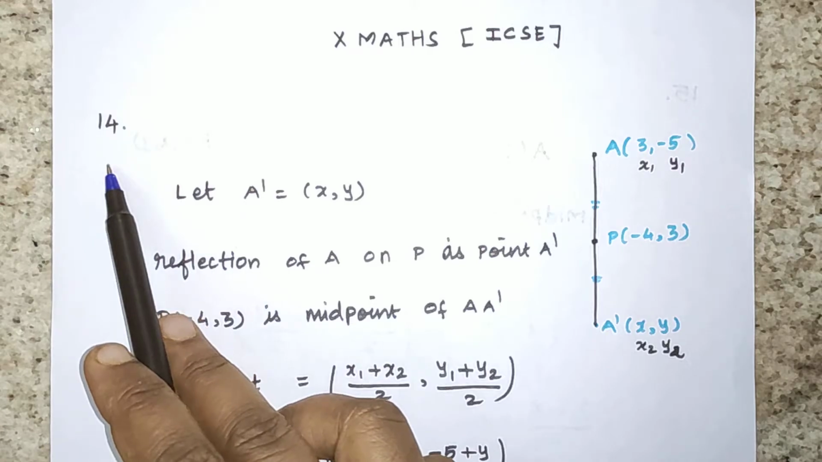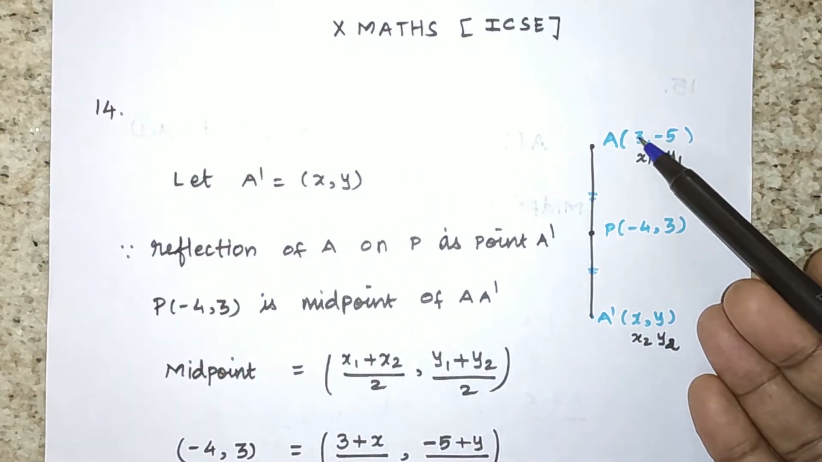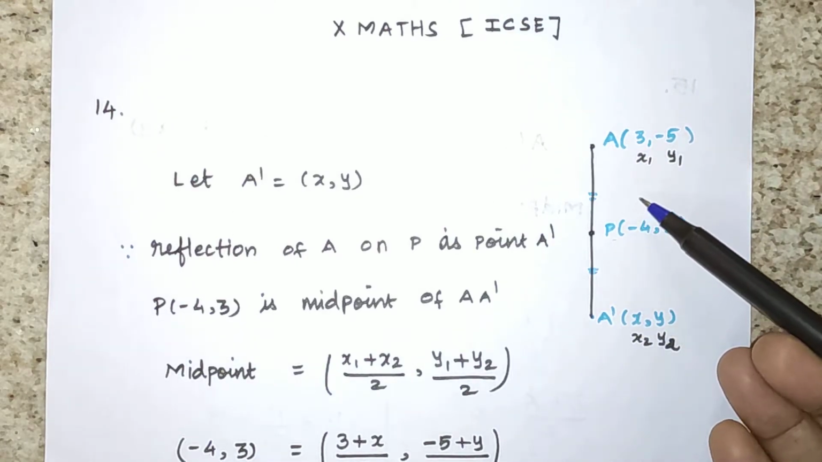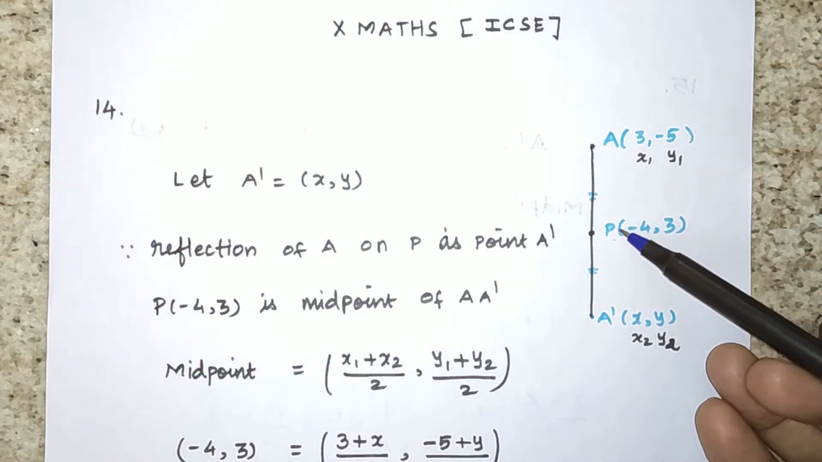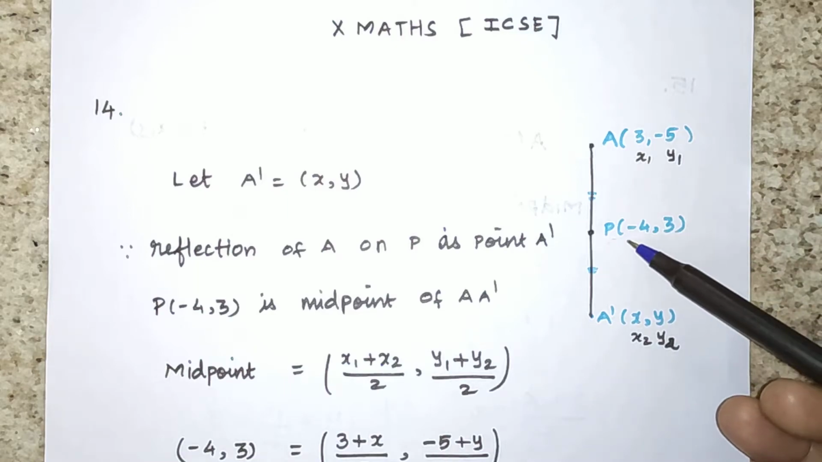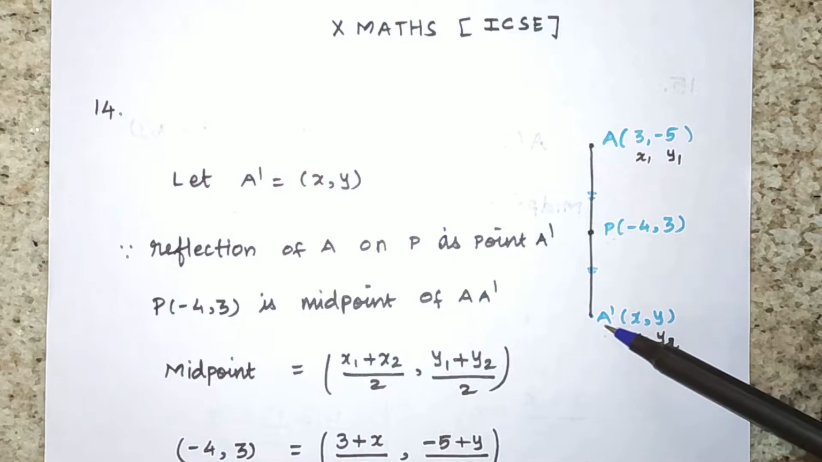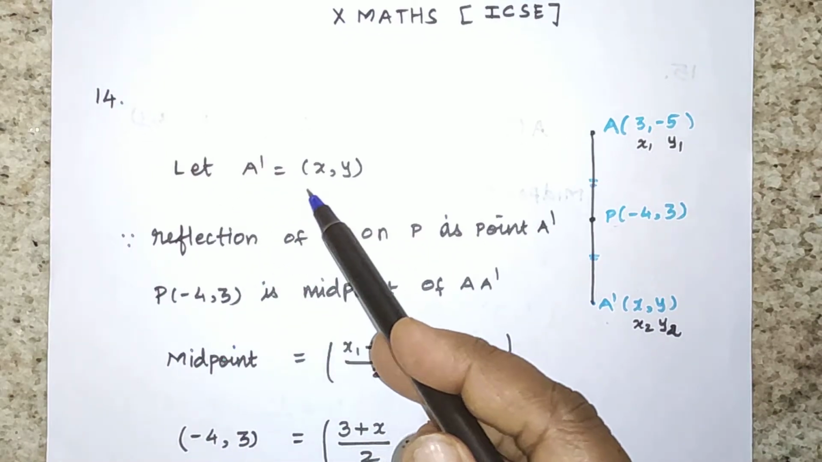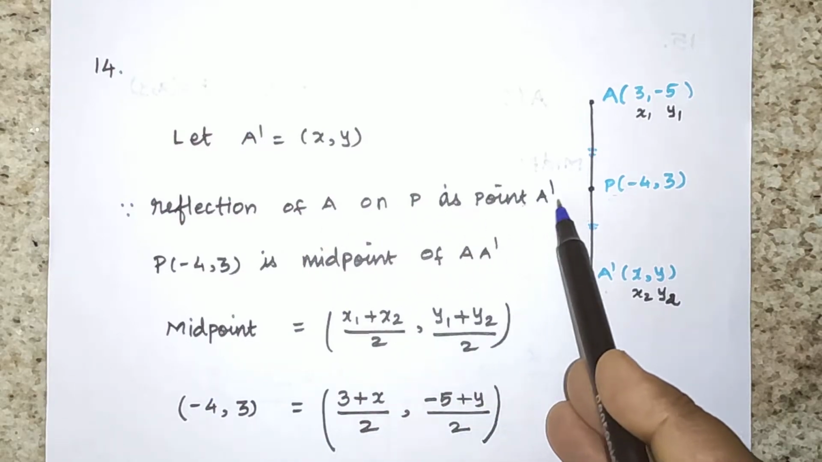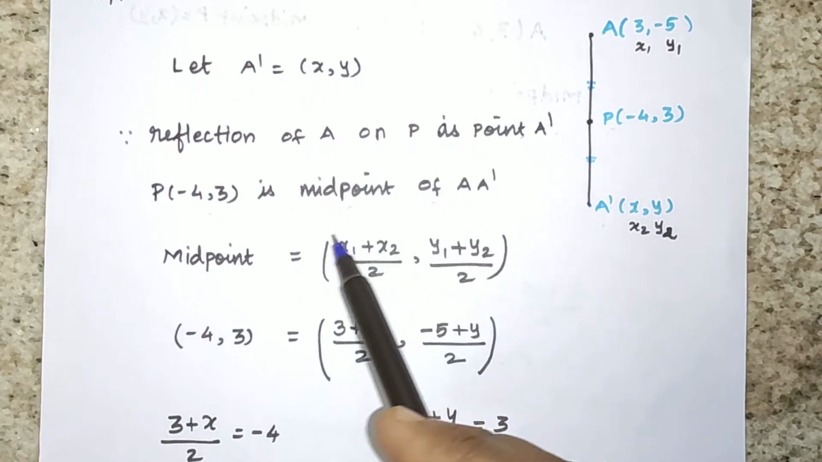Next example 14. In the question they gave that the reflection of A on P is the same as the reflection of A dash on P. So that means P is the midpoint of A and A dash. A is 3 comma minus 5. The midpoint they gave is minus 4 comma 3. We have to find A dash. So we can take A dash equal to x comma y. Since the reflection of A on P is point A dash, P of minus 4 comma 3 is the midpoint of A and A dash.